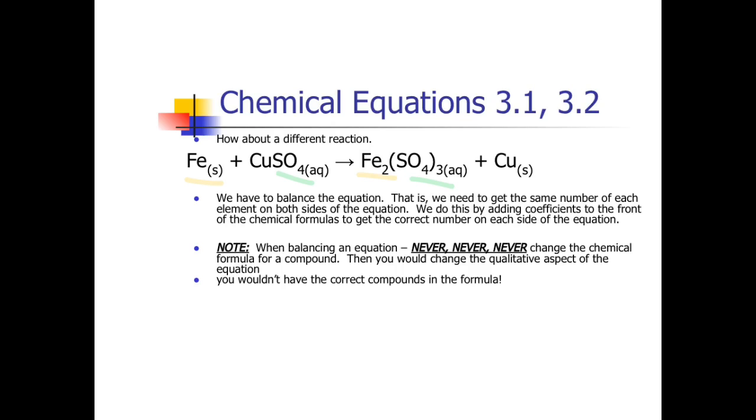Well, we use coefficients, and coefficients, if you remember, go in front of the compound. They do not go in the middle. If you put them in the middle, you're changing some things up, and that's not what we do. We never do that. We always put the coefficients in front of the compound or element when we see it in the reaction. What does this look like?